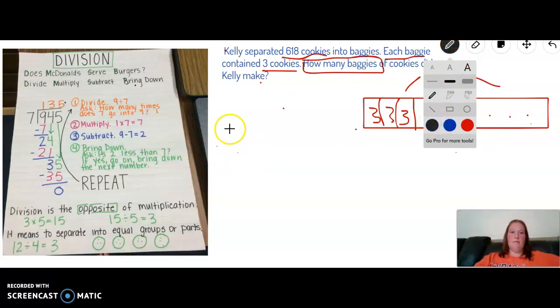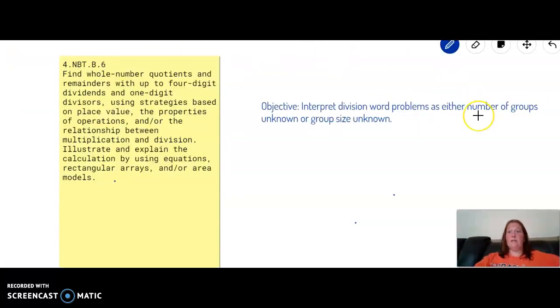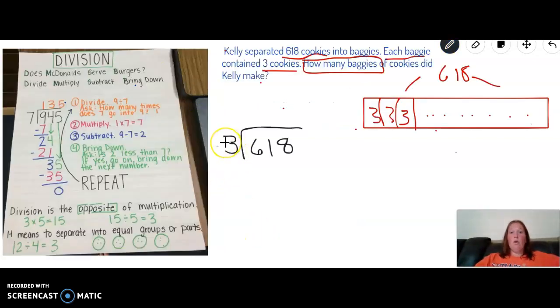We will do the standard algorithm. All right. So today I'm going to show you the standard algorithm. We can use the anchor chart, but you feel free to use your DMSB on the side. You can write down your multiples of 3 like I taught you. Okay. Our main focus today is to use that tape diagram to prove our objective, which is looking at word problems and deciding if we're missing the number of groups or the group size. Okay, so here we go.